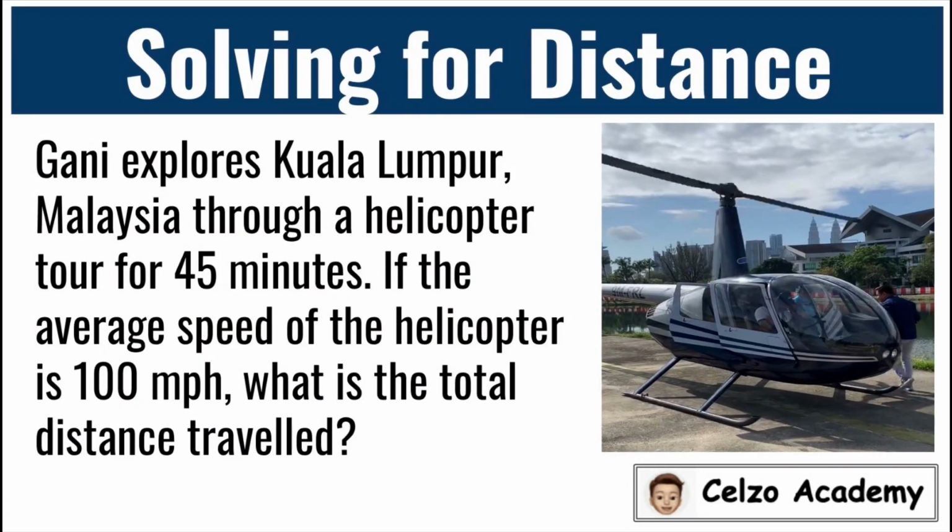Gani explores Kuala Lumpur, Malaysia through a helicopter tour for 45 minutes. If the average speed of the helicopter is 100 miles per hour, what is the total distance traveled? Give it a try and play the video whenever you're ready for the solutions.